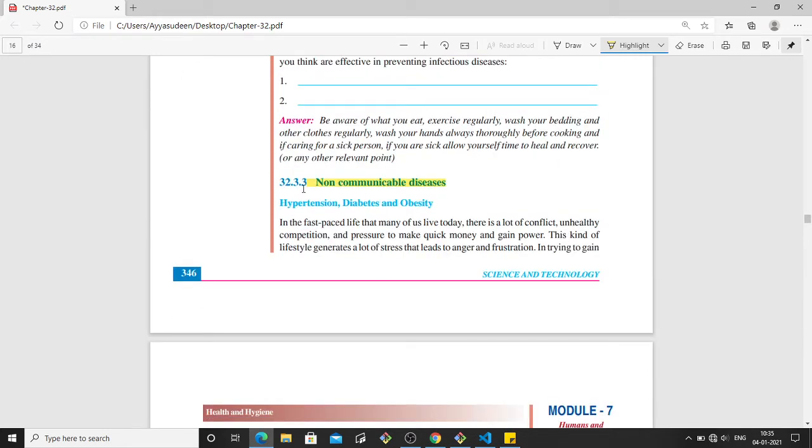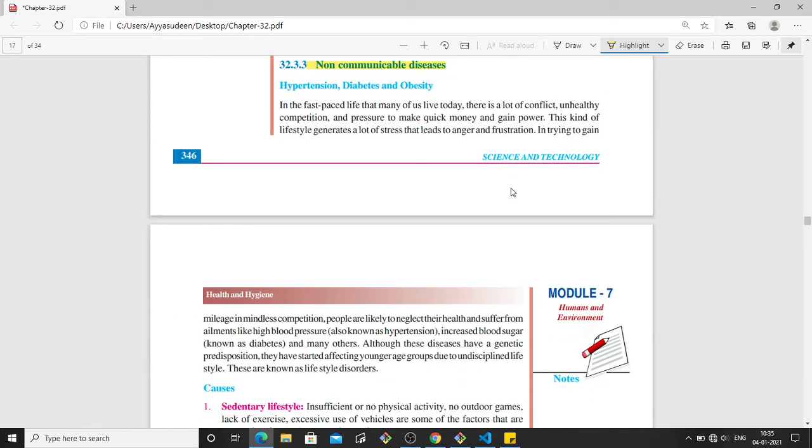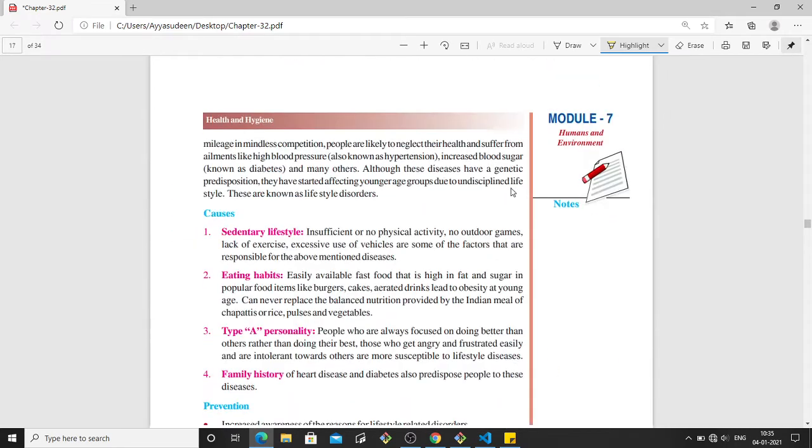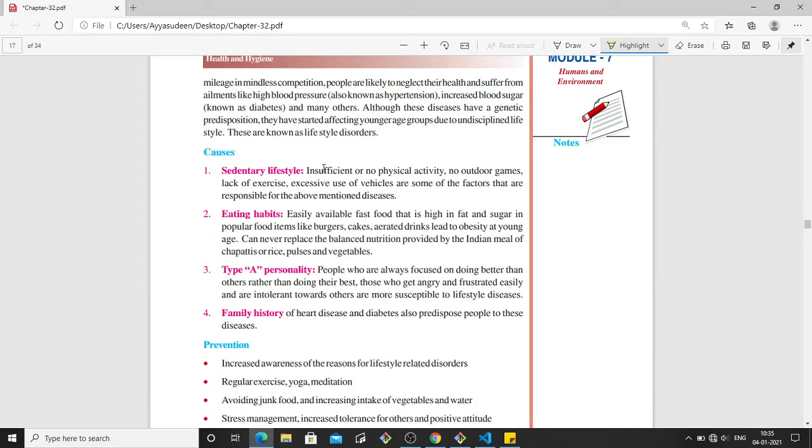And the next topic is non-communicable diseases. Some diseases like heart attack, hypertension, diabetes, obesity, these cannot be communicated from one person to another through any infection. So these are all non-communicable diseases. There are some causes like sedentary lifestyle: no physical activity, no indoor games, lack of exercise, and all these things. That is sedentary lifestyle. Eating habits, eating a lot of fast food and fatty foods and a lot of sugars. All these things lead to obesity.